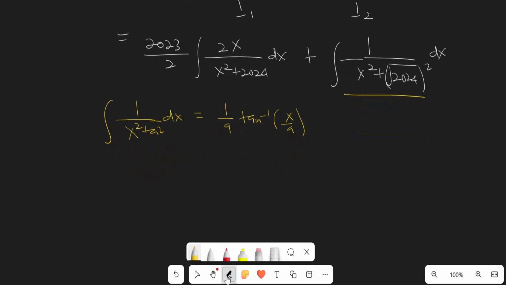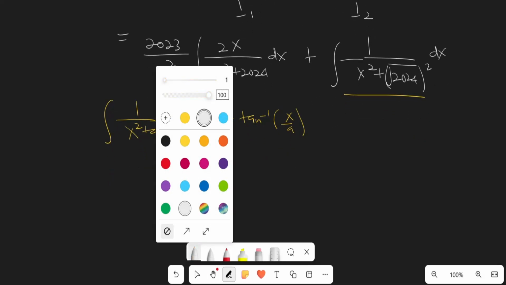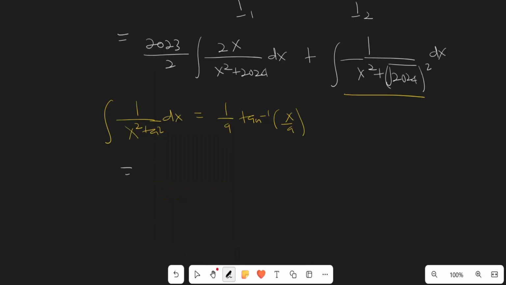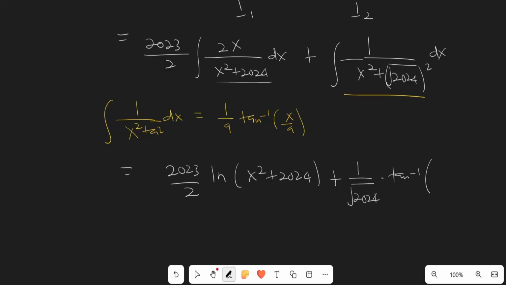So we can finish up our integral here. This one becomes 2023 over 2. The differential of the denominator is the numerator, so this one becomes the natural logarithm of the denominator, which is x² + 2024, plus, this is the arctan integral. So we have 1 over a, where a is the square root of 2024, times the arctan of x over a, where a is the square root of 2024, plus the constant of integration.